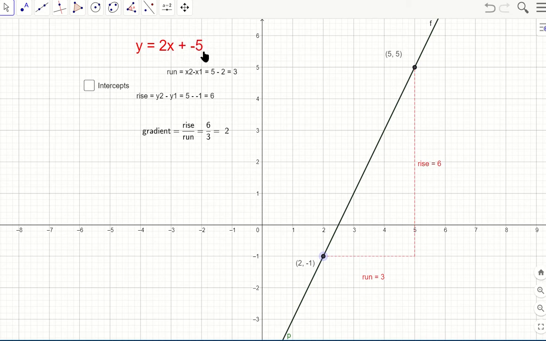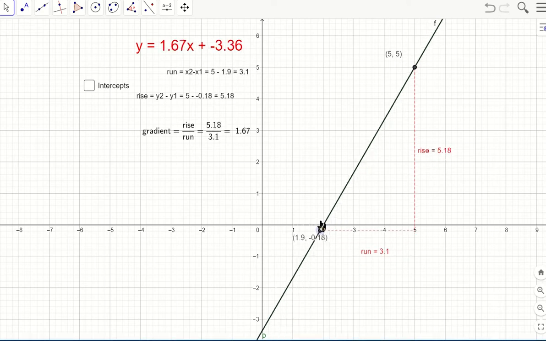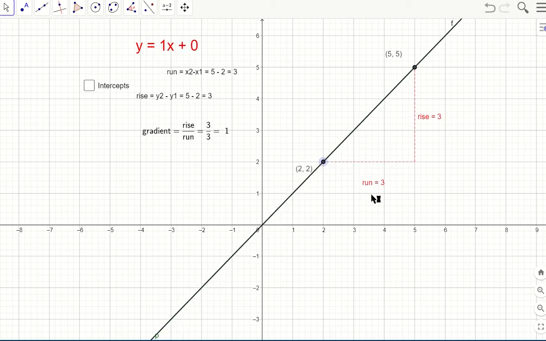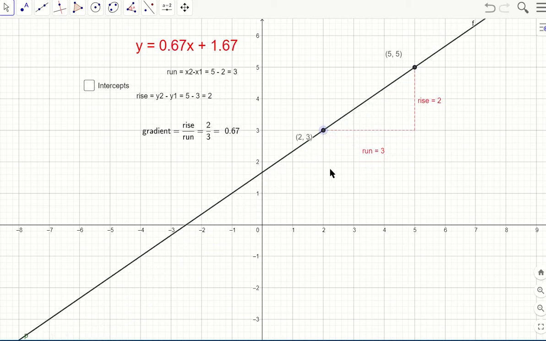Also understand that GeoGebra is just a computer app, so it says plus minus, which hopefully you realize is minus. Alright, so we have a rise of 6 and a run of 3, so the gradient is 6 divided by 3, which is still 2. And if I was to move this point elsewhere, say over here, you can see we now have a run of 3 and a rise of 3, so 3 divided by 3 is 1. Once again, the computer is weird. We don't have fractions here either, but hopefully you can see that that is 2 divided by 3, which is 0.66 recurring, which they've said is 0.67.